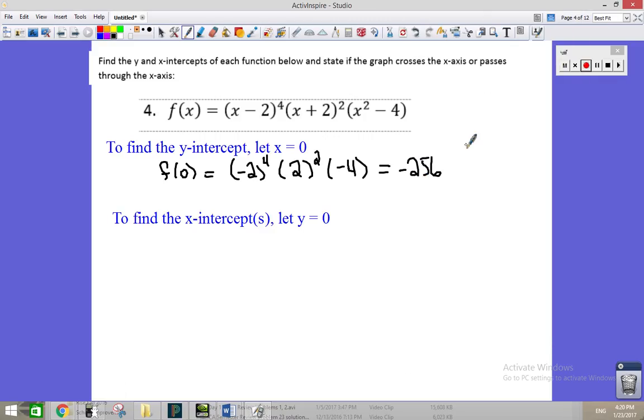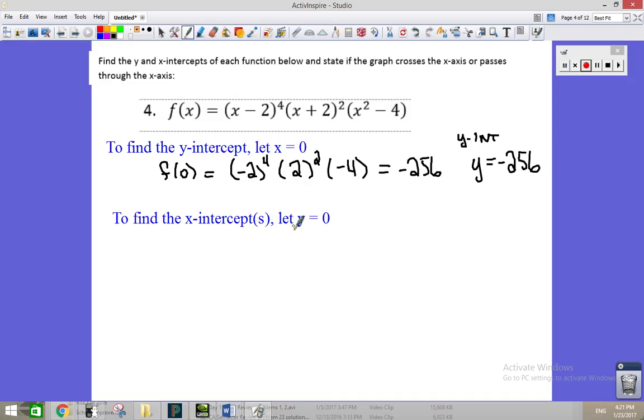It's not unusual to see these y-intercepts be very large or very small numbers, like this negative 256, because these exponents, if you have something raised to the 4th power, that's generally a pretty big value. So if it's bigger than 1.